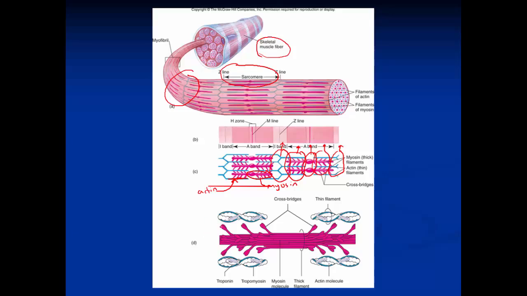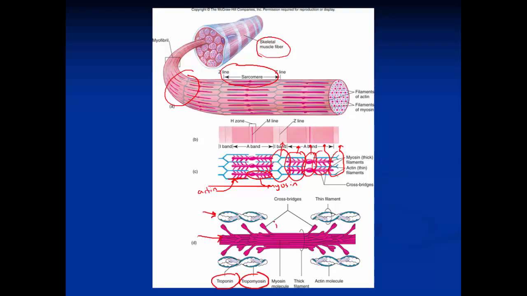Now, when we look at myosin here and actin here, there's a couple things you're going to need to remember when I get to contraction in order to understand how it works. On actin, we're going to have a protein called troponin and a protein called tropomyosin. Okay, so you need to know that those are on actin.